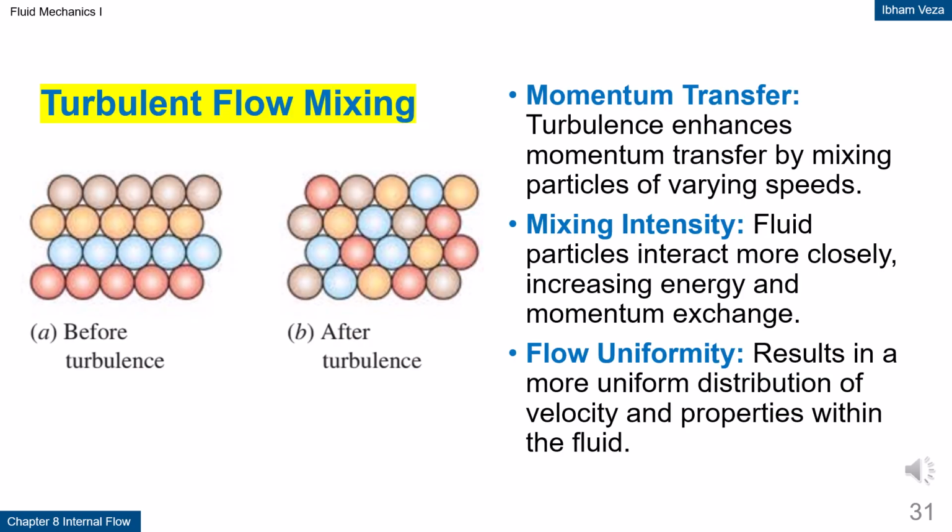Turbulent flow mixing. Turbulent flow enhances momentum transfer because fluid particles with different velocities continuously mix. This mixing process makes the distribution of velocity and fluid properties more uniform. Interactions among particles also increase energy exchange within the flow. As a result, turbulent flow is very effective for mixing processes. However, this condition also causes larger energy losses.